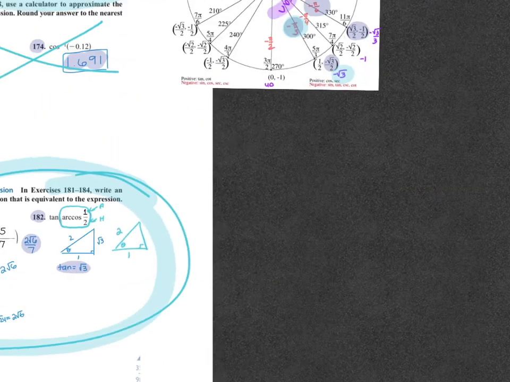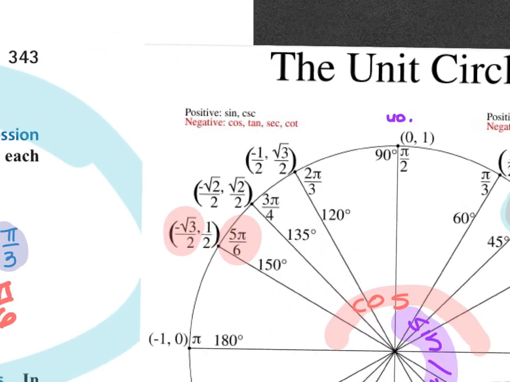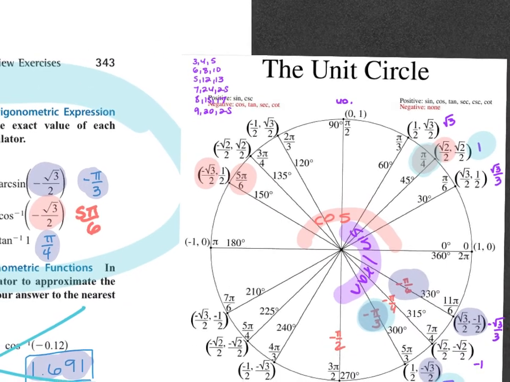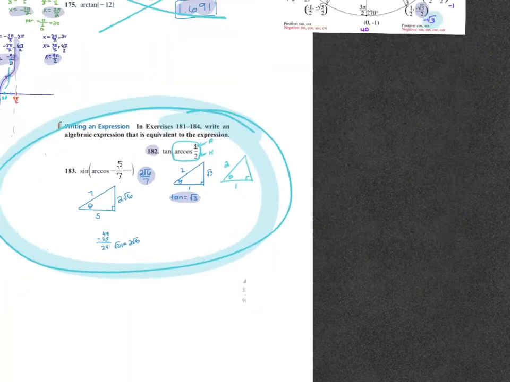So I would definitely add on my triples somewhere on my notes. 3, 4, 5; 6, 8, 10; 5, 12, 13; 7, 24, 25; 8, 15, 17; 9, 20, 25. Those I would definitely add somewhere so that you have a quick reference there.